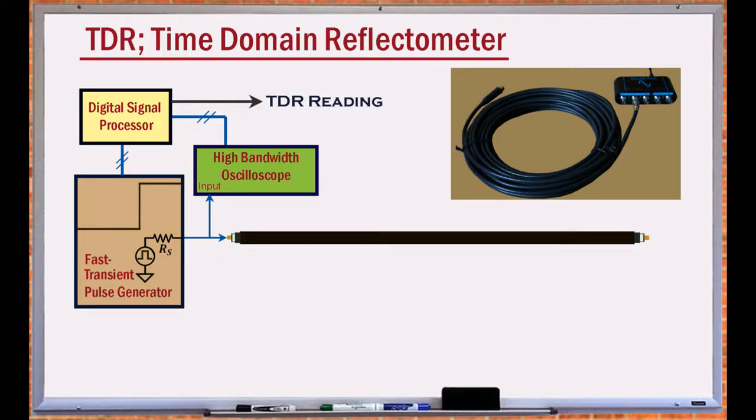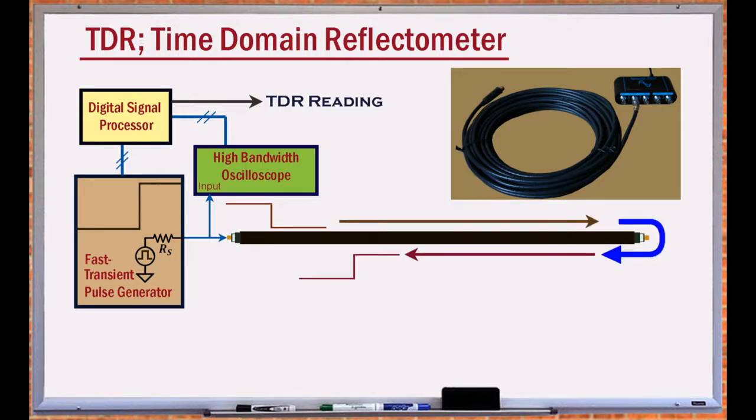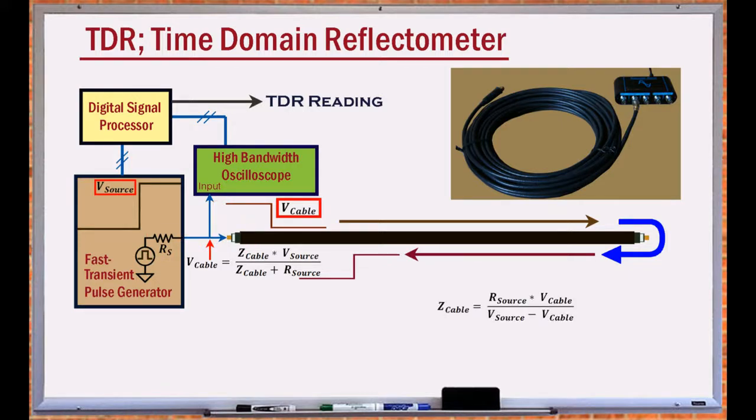Generally, in these instruments, the generator outputs a fast transition pulse. This pulse travels to the end of the cable and reflects back. But first it is divided by the voltage divider formed due to the source resistance and the cable impedance. The division factor is then calculated by the DSP to find the impedance of the cable.